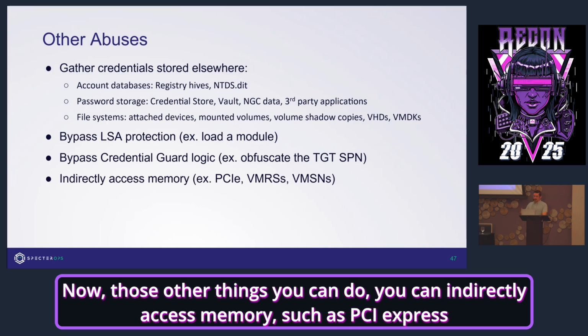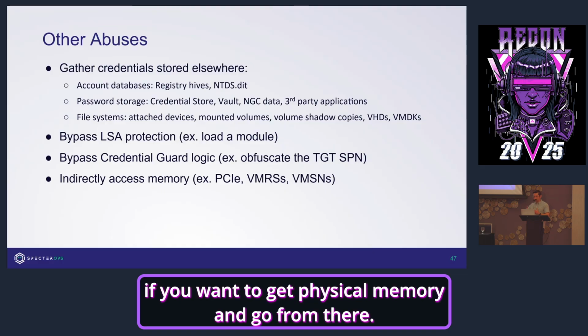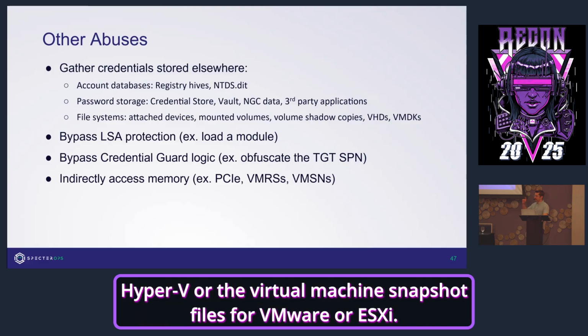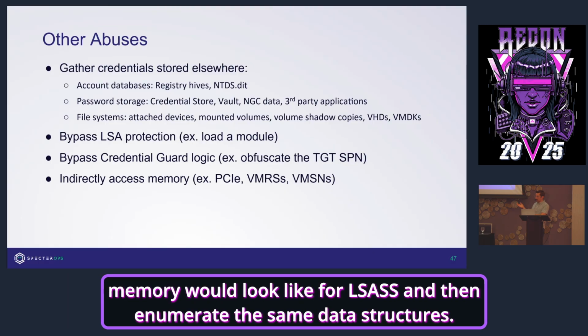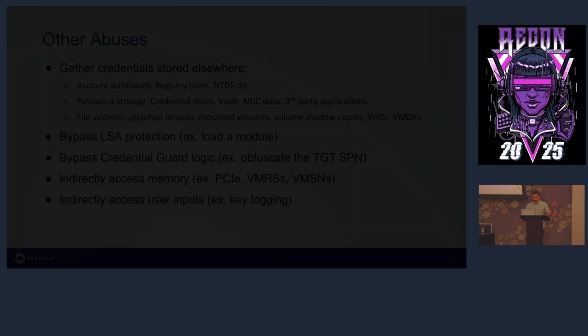Okay. Now, there are other things you can do. You can indirectly access memory, such as over PCI Express, if you want to get physical memory and go from there. Or if you're dealing with a virtual machine, you can go after things like the VMRS for Hyper-V or the virtual machine snapshot files for VMware or ESXi. You can go from that and treat it as normal physical memory and get down to what virtual memory would look like for LSASS and then enumerate the same data structures. Lastly, the oldest way, of course, is keylogging, but it's very basic, so it's not worth covering.